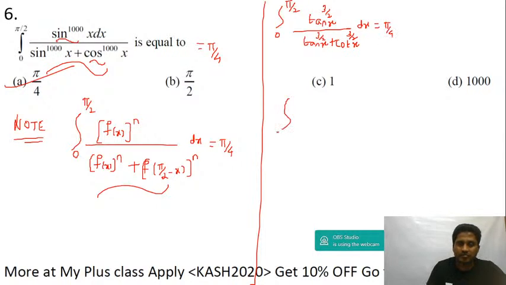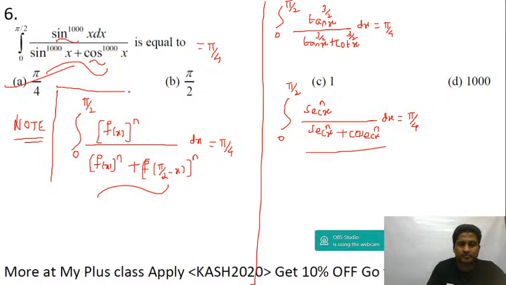Similarly, the limit should be equal to 0 to pi by 2. If I have, suppose, sec x to the power of n upon sec x to the power of n plus cosec x to the power of n, use this technique, guys, very good technique. Sec x to the power of n, cosec x to the power of n, with any power, answer will be equal to pi by 4 only. Got it? This will be the general form.